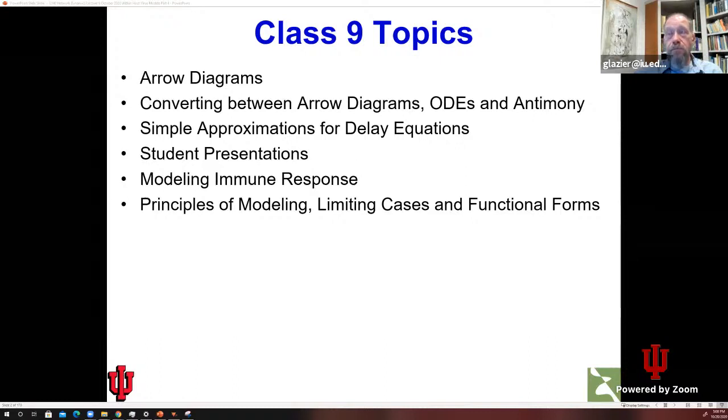And then I wanted to give a very quick example of how you could approximate delay equations, because there was someone who was interested in replicating a model with delays in it. Antimony doesn't allow you to do delay equations in a formal way, but there are some quick and dirty ways that you could approximate them, and I wanted to cover that. And then I'd like to have time for the people who didn't get to present last week to present their work. And then we'll continue, I hope, with the immune response model that we had done two weeks ago.